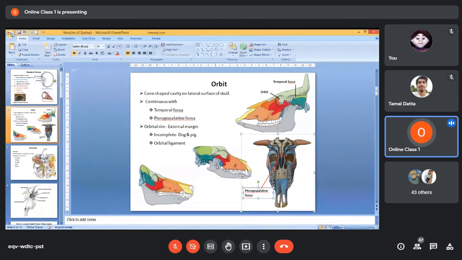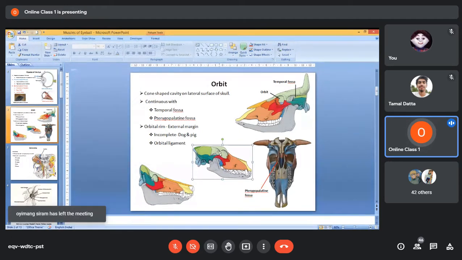That means you see here, the upper skull that you see here is the skull of dog, and the lower left one is the skull of pig. Now, if you see the skull of dog and pig, you can see on the posterior margin, you see the cursor, here this bony orbital rim is incomplete. And in live animal, this part which is incomplete will be filled by one ligament, and that ligament will be called the orbital ligament.